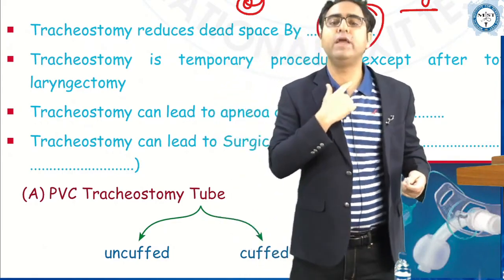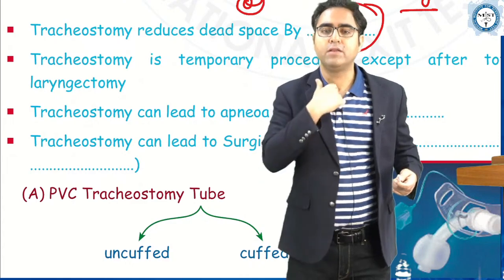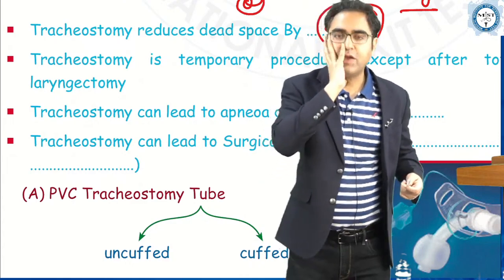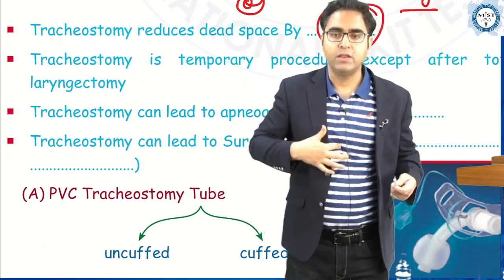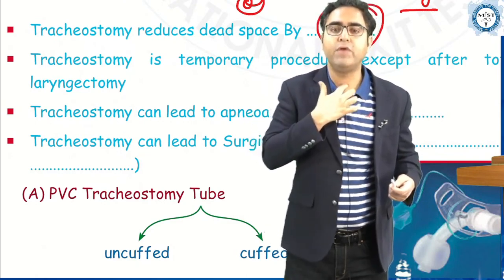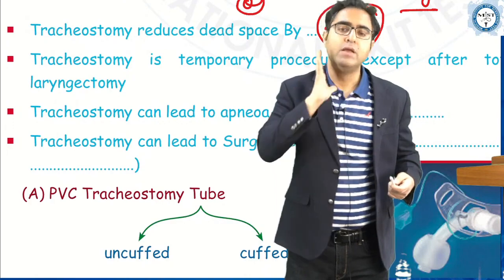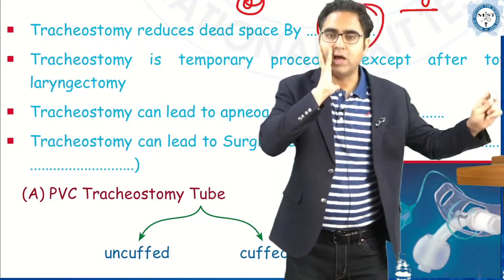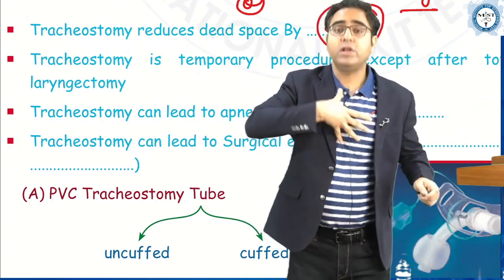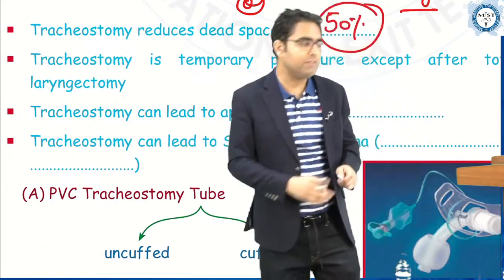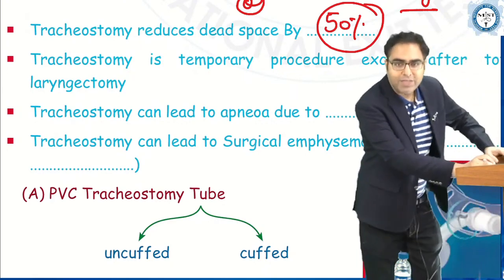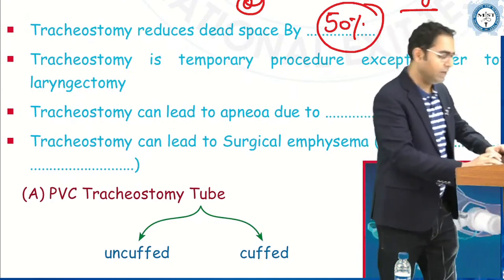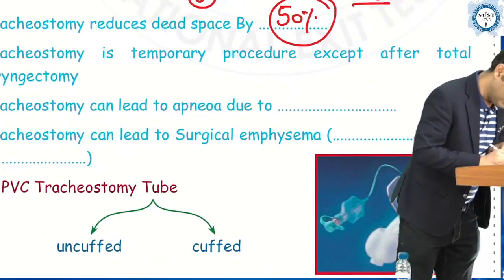Now, when you make a hole here, you are breathing from here. At least this much effort is saved, but this much is still pending. When you make a hole midway and breathe from the neck, this much dead space becomes zero, but this much is still pending. So tracheostomy reduces dead space by 50%, beta.